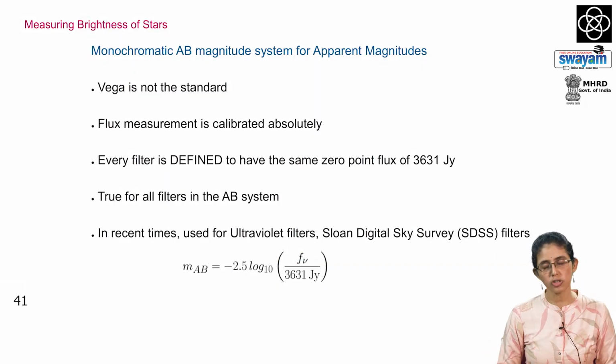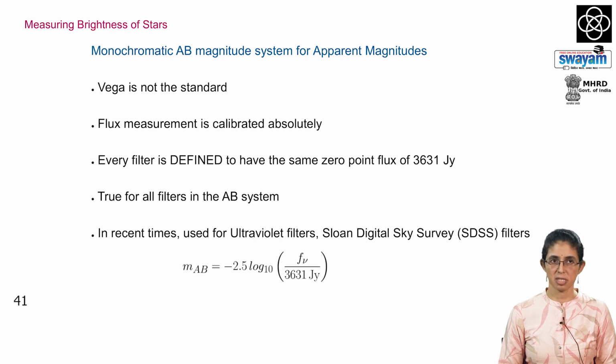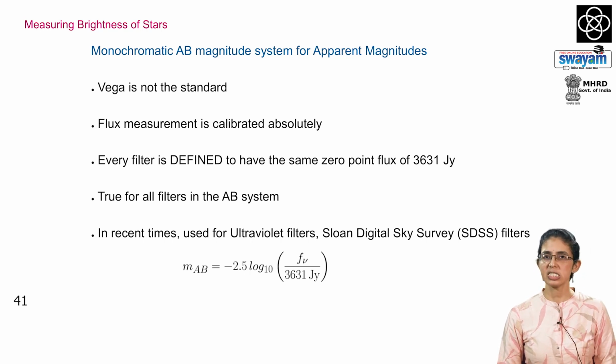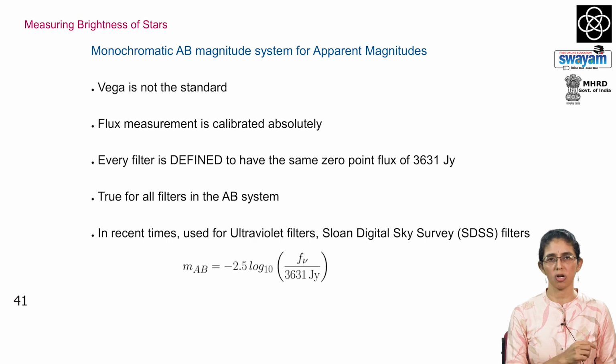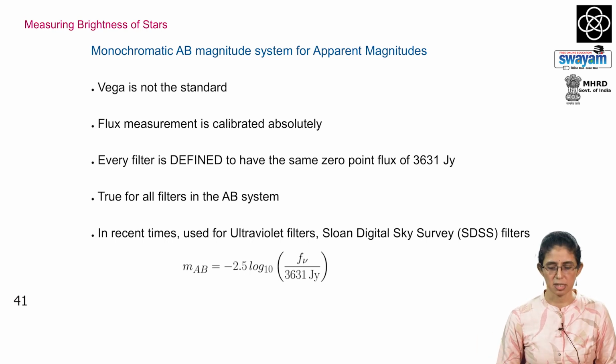Apart from this, there is also another magnitude system which is commonly used, very often in ultraviolet and in some other filter systems, even in some optical filter systems such as SDSS. This is known as the absolute magnitude system or AB magnitude system. This does not represent the absolute magnitude capital M that I mentioned earlier. This is still apparent magnitude, but it is called AB magnitude. In this, Vega is not the standard, but a certain value of flux density is used as a standard, and this value of flux density is constant across all the filter bands.